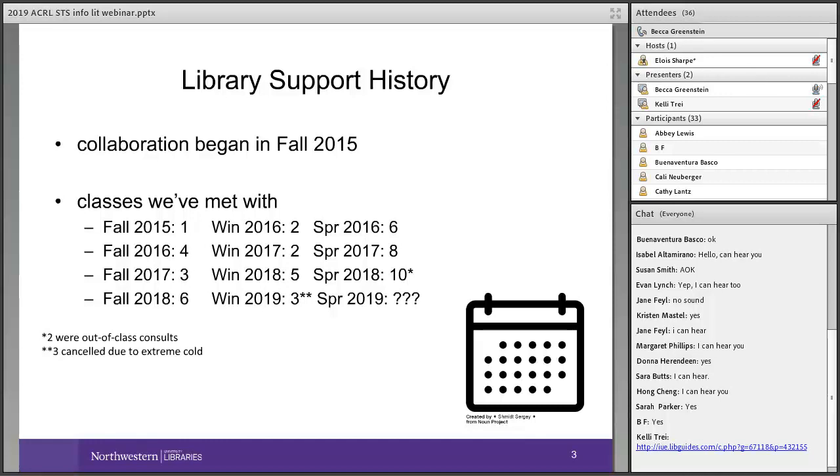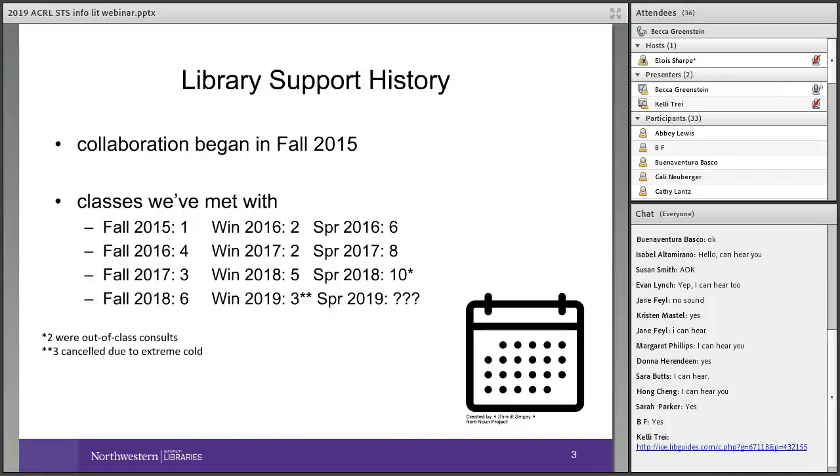And then this past winter quarter, actually we are currently in exam week, so this is currently winter quarter of 2019. We had 6 sections scheduled, but 3 got canceled because we experienced a polar vortex and campus was closed, so classes were canceled. So we should have done 6, but we only ended up doing 3, so that number's a bit low. And we're about to start spring 2019, so I don't know how many sections we'll meet with, but hopefully a fair number.